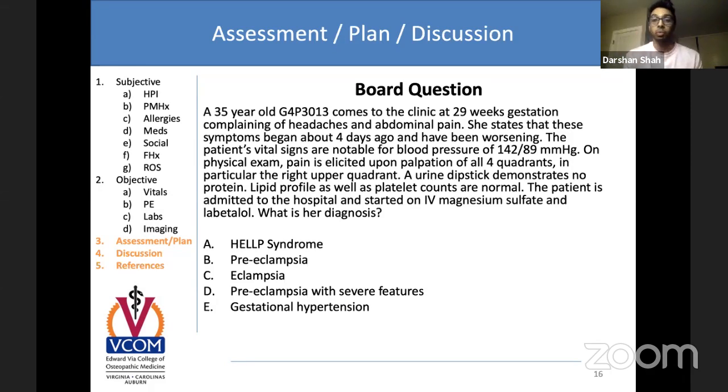Think about her gestation. She's at 29 weeks. Her blood pressure is elevated, right? Right upper quadrant pain. However, platelet counts are normal, lipids normal, proteins normal.